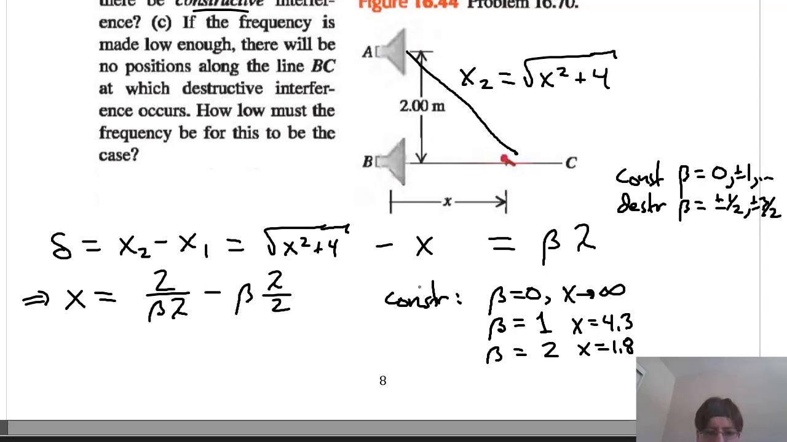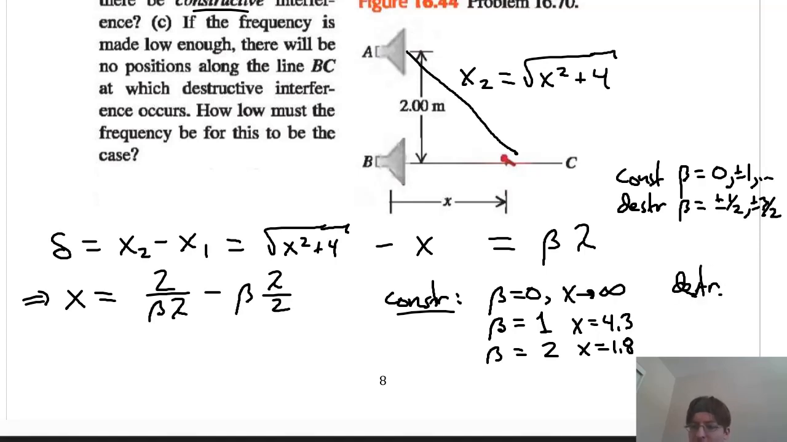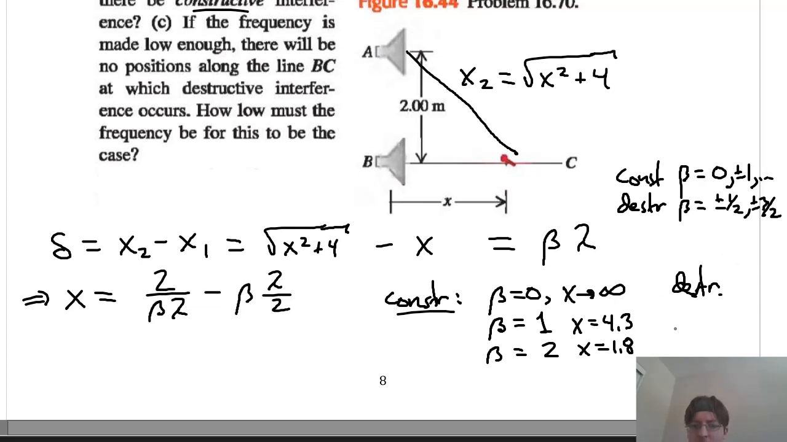Okay, that's how you locate the constructive points. Same deal to locate the destructive interference locations. For instance, if I want to locate beta equals a half, that's the place where they're a half wavelength out of step. By the way, in this case, the negative values are not meaningful. Like beta equals -1, that would mean you're closer to speaker A, which is not the situation here. You're definitely closer to B. Only the positive values make sense in this problem.